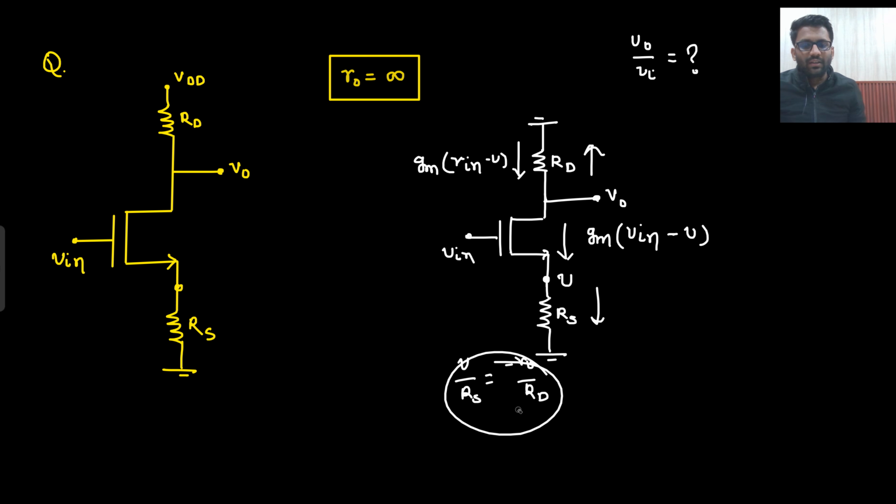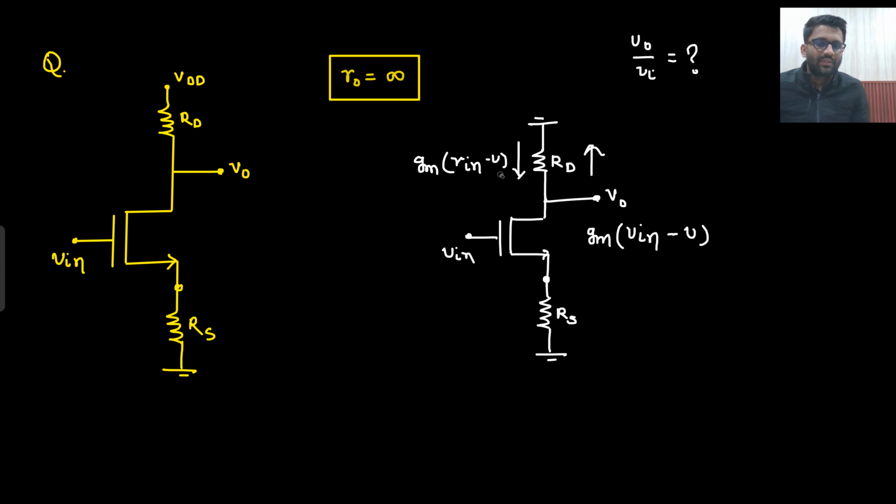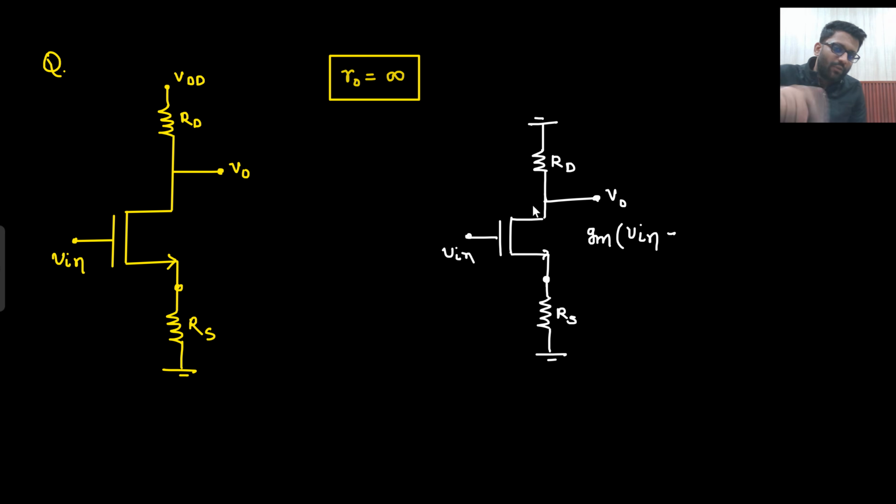The other way could be to not even introduce this V. So all these terms should be gone. I am not even introducing this V. One thing I know is the current in upward direction will be V0 by RD. This V0 by RD current will be flowing through the MOS as well, and the same current will be flowing through this RS resistance as well.